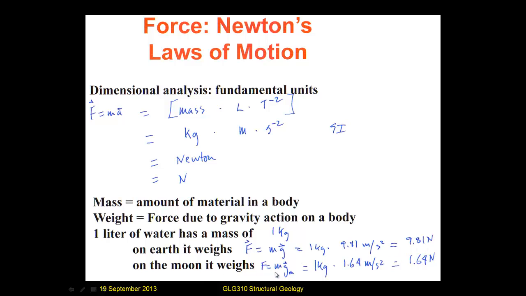So on the Earth, that liter of water weighs 9.81 newtons. But on the Moon, if you go through the calculation again, we still see 1 kilogram of mass, but the acceleration on the Moon is so much lower because it's a smaller body, 1.64 meters per second squared. So on the Moon, our liter of water weighs only 1.64 newtons.